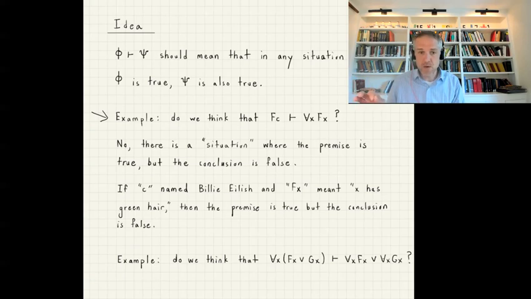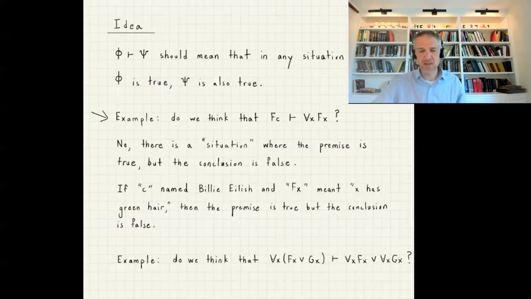Now, this is going to be an easy one. I'll just come up with a trivial example. What if the name c named the person Billie Eilish? And what if the predicate symbol F(x) picked out the property having green hair? Then the premise would say Billie Eilish has green hair, which I think is true.